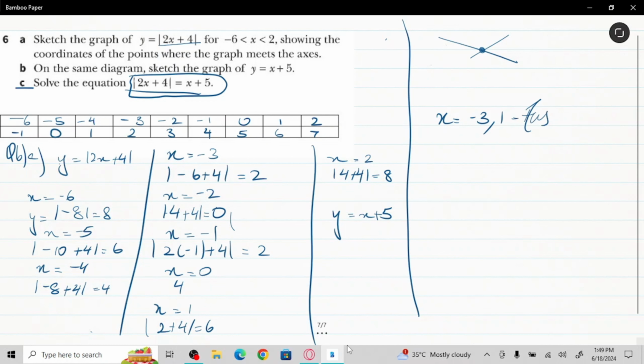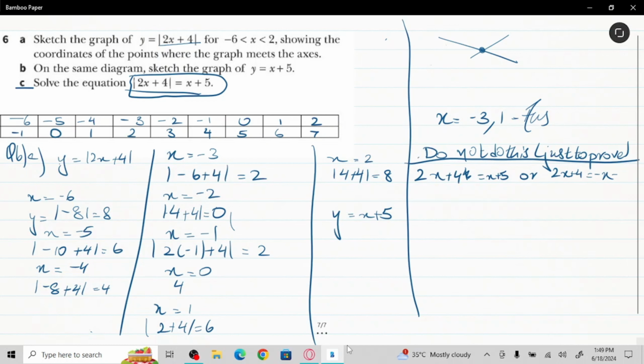Solve it graphically. You don't have to do it the other way, but let me prove this. And I'm again going to say, do not do this. I'm just doing this to prove to you that the concept I explained is right. So |2x plus 4|, if you open the modulus, we get two equations: 2x plus 4 is equal to x plus 5, or 2x plus 4 is equal to minus x minus 5. If you do not know what I'm doing, taking two values for modulus functions, take the previous lectures I've made. What you do is just solve these equations.